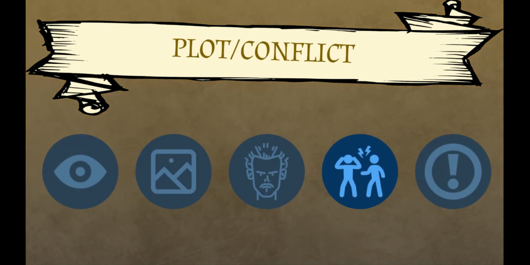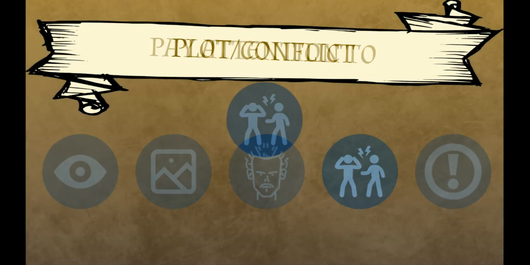All right, the fourth thing we're looking at is plot and conflict. We're just simply looking at the problem and then how we're trying to resolve that problem.